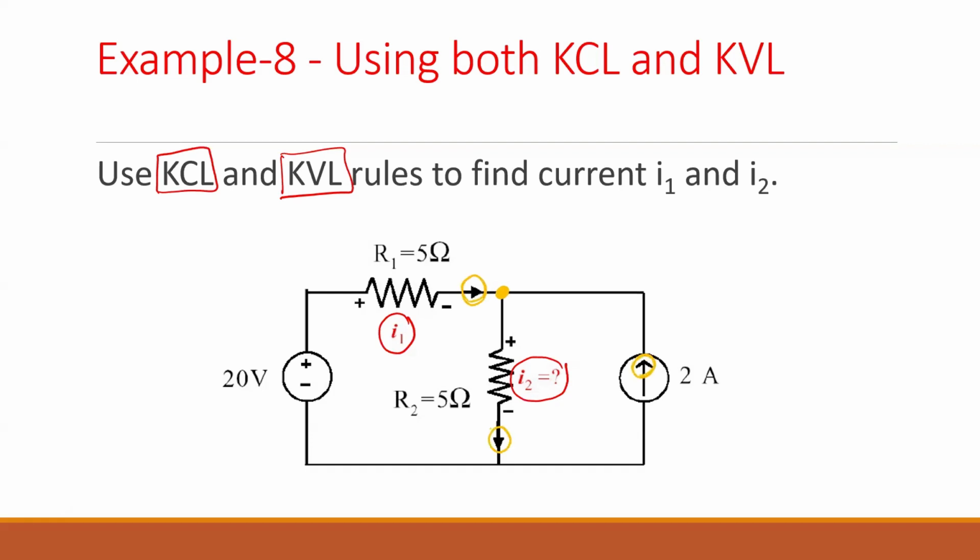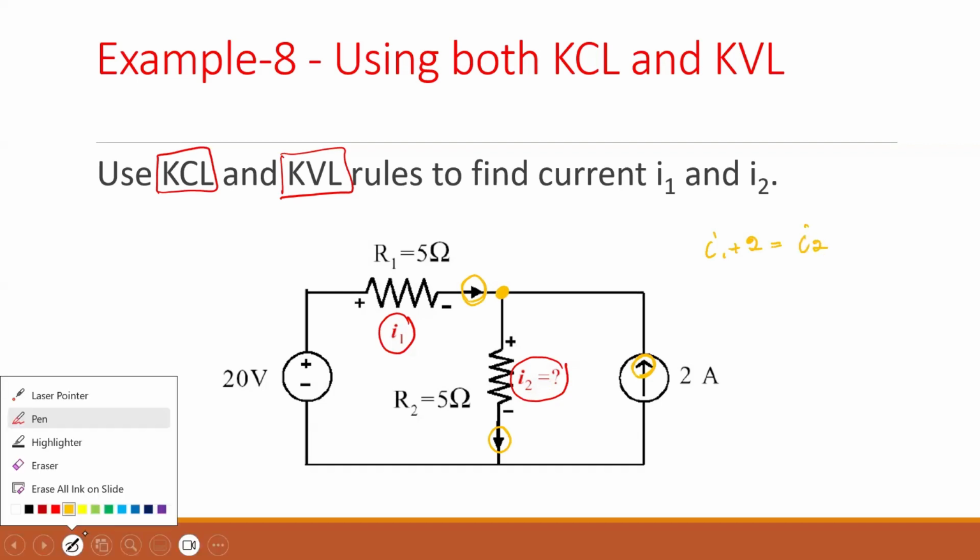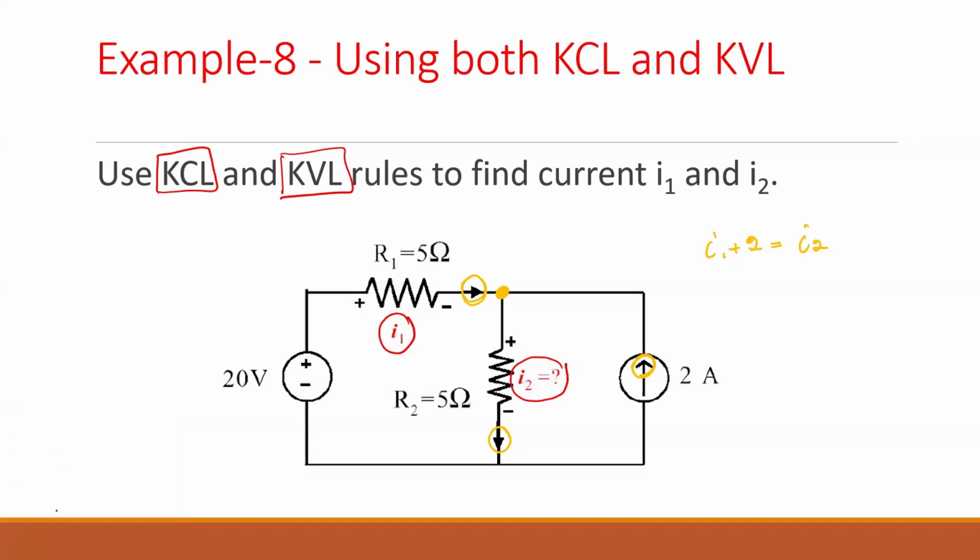I just circle the arrows. So you can say the currents coming in are I1 and 2. Agree? And the current which is going out is I2. Is that right? Am I right? So this is one equation. Am I right? When applying the KCL, you can get this equation easily.